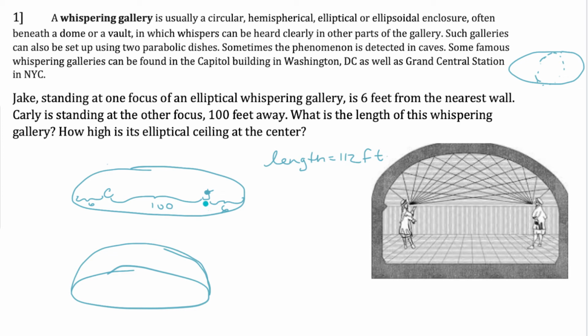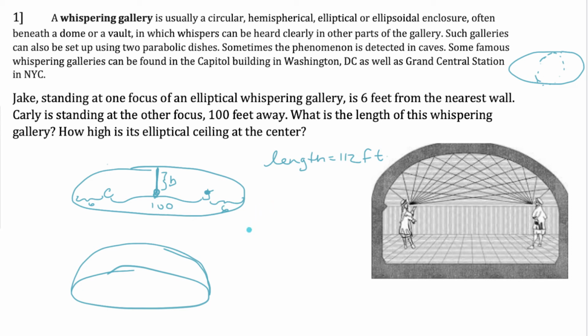All right, and then the other question is, how high is the ceiling at the center? That question is going to be answered by asking what's the half width of the room. So half of the minor axis, or the b value, is going to give us the height of the room as well, because it is all symmetric everywhere.